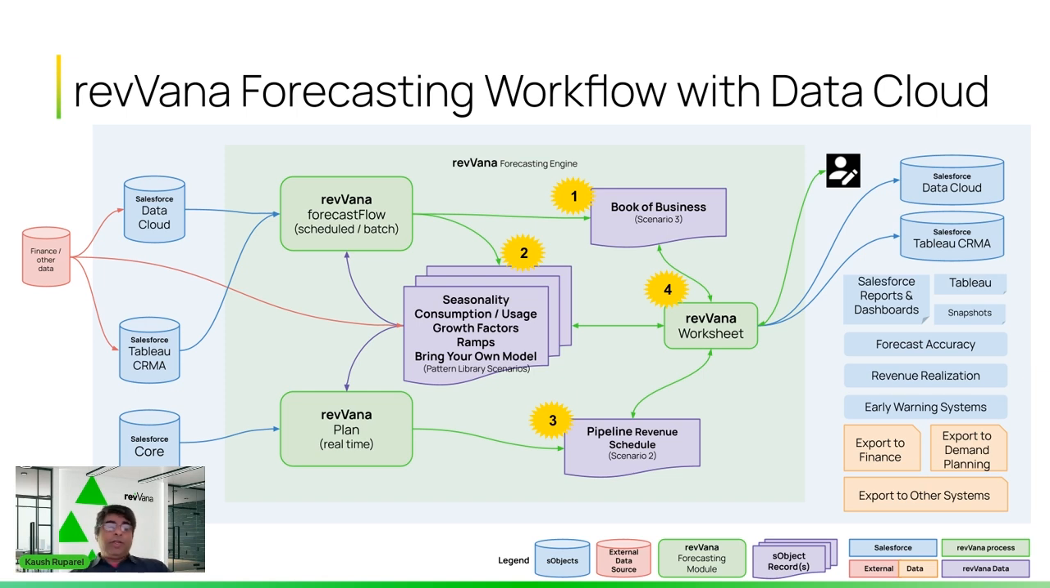But the other thing we're going to look into is how we can leverage your granular actual data that is stored in Data Cloud to extract patterns. Now, this is just an example of some of the metrics that we can extract from your data. For example, you can extract seasonality, you can extract consumption and usage patterns, growth factors, or you can plug in your own model. If you have your own team generating these patterns, you can plug that into revVana.